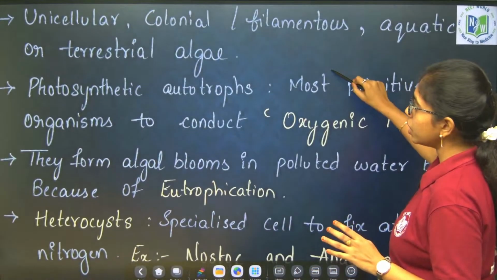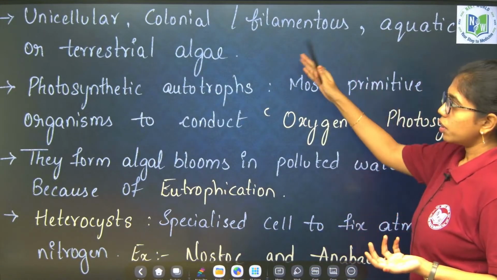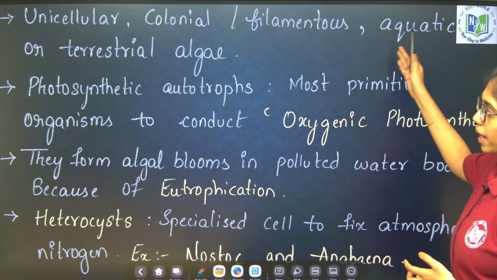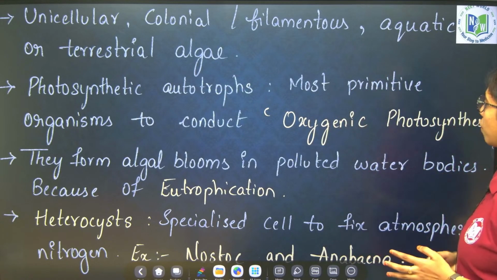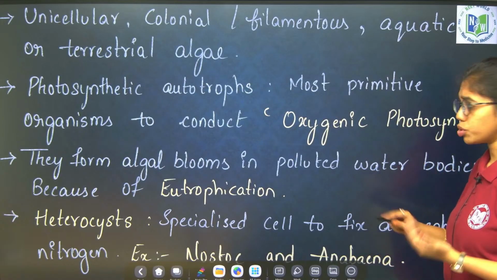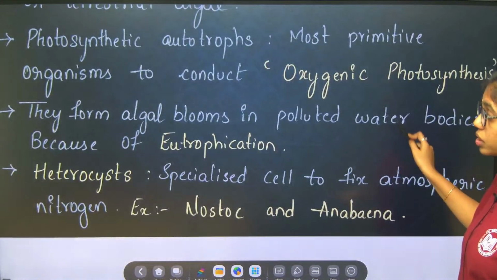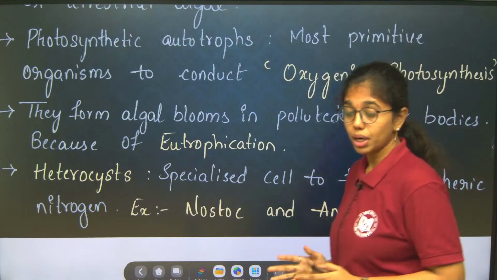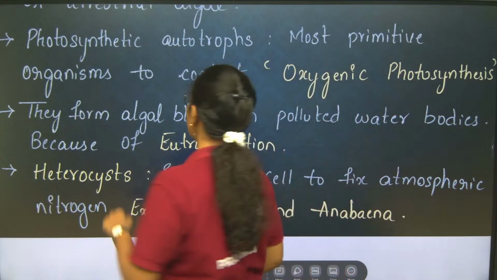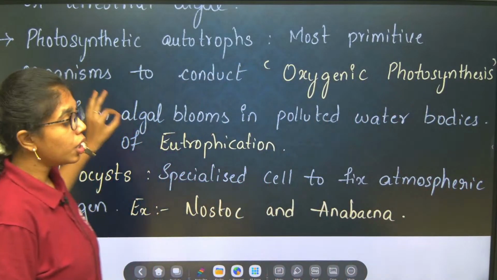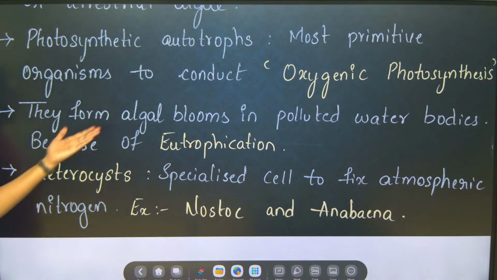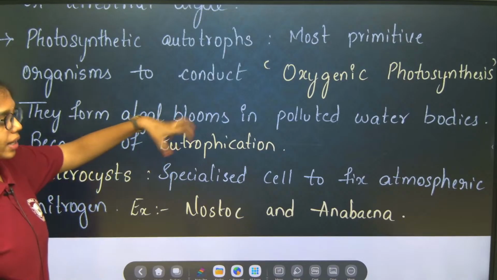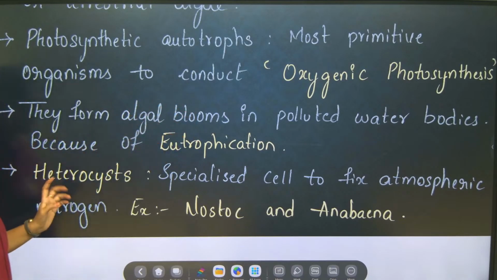And here you see we have unicellular, colonial, filamentous, aquatic or terrestrial algae, photosynthetic autotrophs. Mostly they are primitive organisms to conduct oxygenic photosynthesis. Few of the BGA members form algal blooms in polluted water bodies because of what? Eutrophication. Because of eutrophication, they form algal blooms in polluted water bodies.